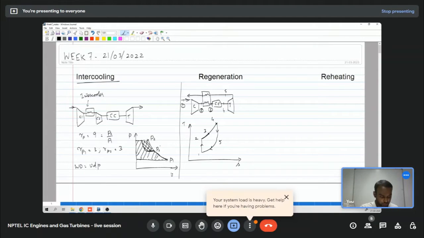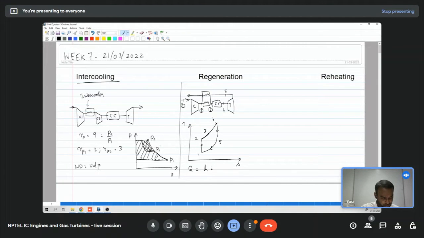Now if you see the heating, earlier it would be H4 minus H2, but now it is H4 minus H3. Here you can see the effectiveness of the system. I think that effectiveness we will go through in the problem.